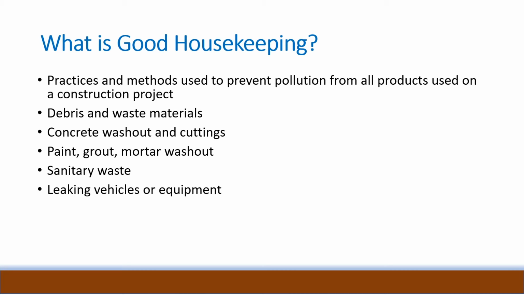Good housekeeping consists of practices and methods used to prevent pollution from all products used on a construction project. It is important to communicate the use of practices to all contractors and subcontractors on the project. Some of these potential pollutants include debris, trash and waste materials, concrete washout and wet and dry saw cuttings, waste concrete, paint, grout, mortar washout, sanitary waste, and leaking vehicles and equipment.